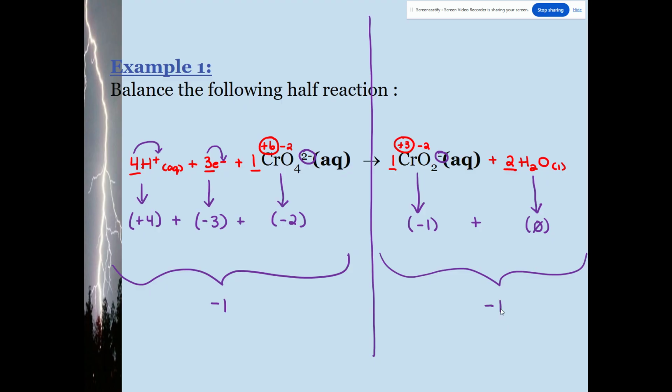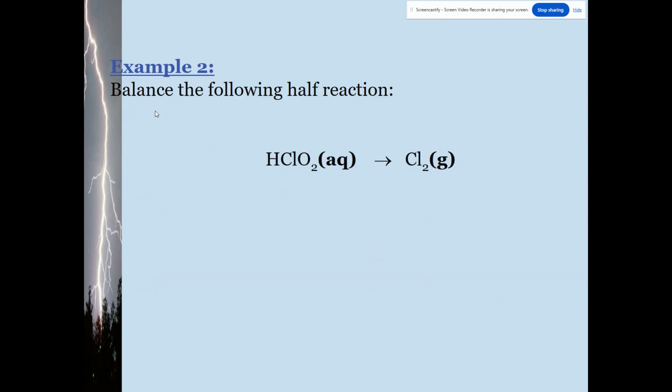So 4 hydrogen ions and 3 electrons are reacting with CrO4 to produce CrO2 and 2 water molecules. Okay? That is how we balance a half reaction. This, again, is a reduction half reaction because the oxidation number of the chromium went down, so it gained 3 electrons. Let's look at another example.